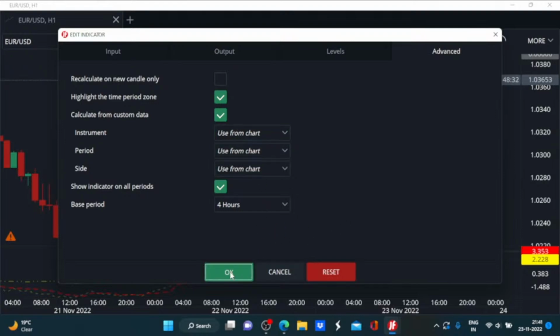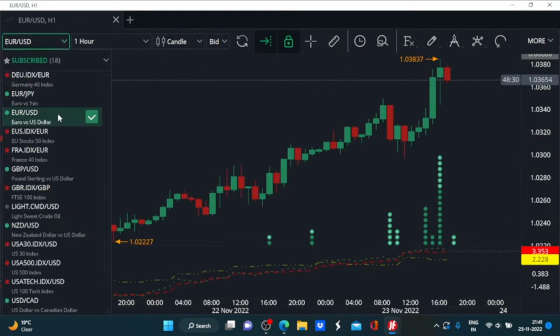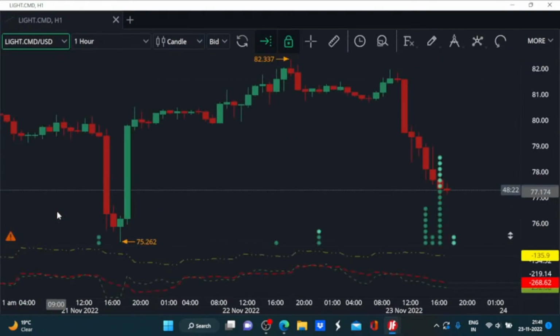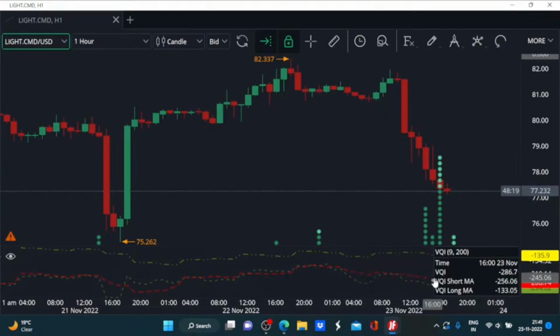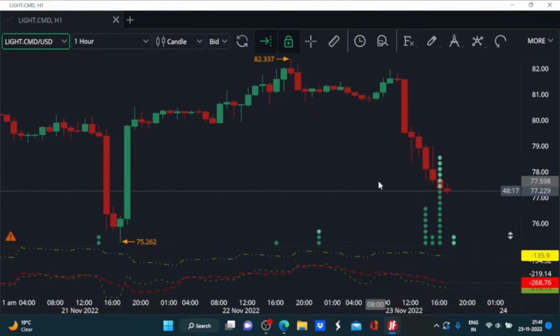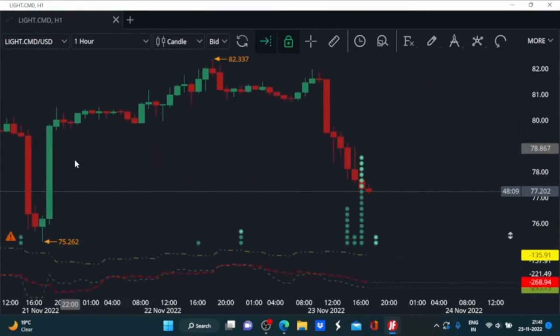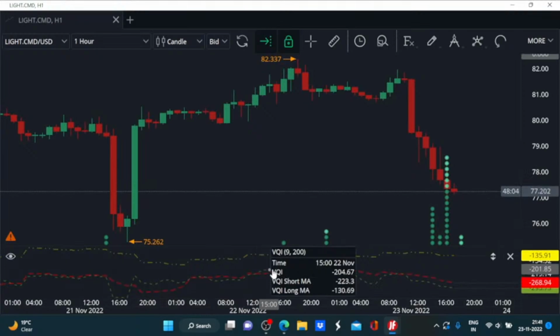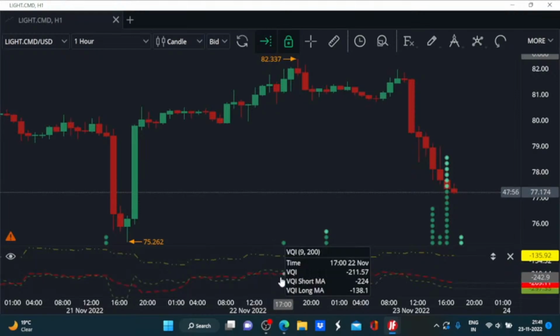You can use this indicator for almost all of the instruments supported on the platform. Suppose, for example, you want to use it for figuring out the quality of the volatility in crude oil. You can use that as well. And here you would have gotten this crossover on the lower side, and after that it has gone into the decline. So whenever the volatility is on the rise, the lower time frame VQI will cross above the higher time frame VQI.